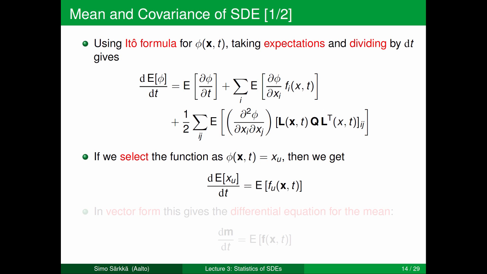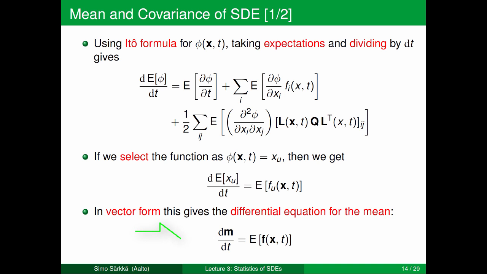If we now select the function phi to be equal to x_u, where u is one of the indexes, then we get that the time derivative of the expectation of x_u is equal to the expectation of f_u. So in vector form, we can write down the mean differential equation like this. So the time derivative of the mean is equal to the expectation of f(x, t).